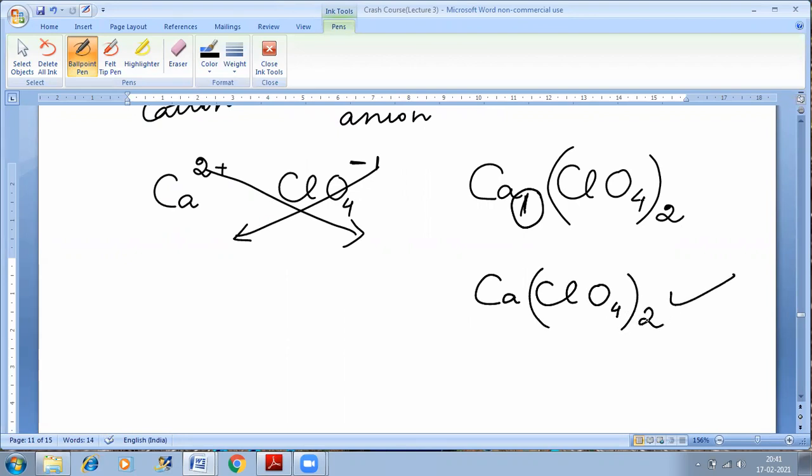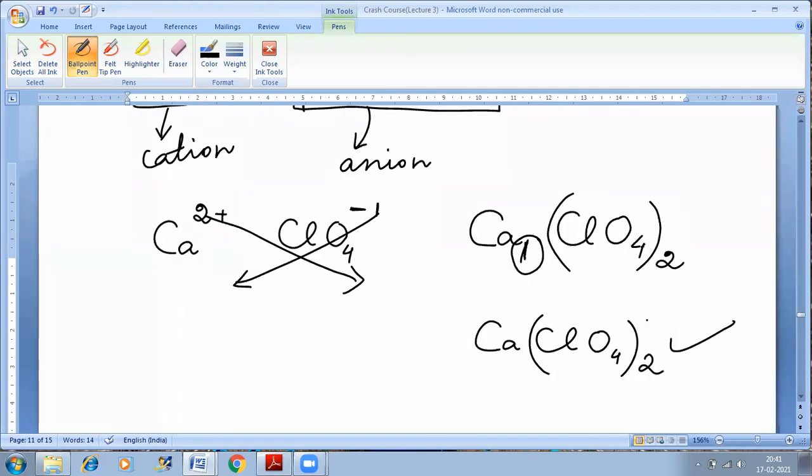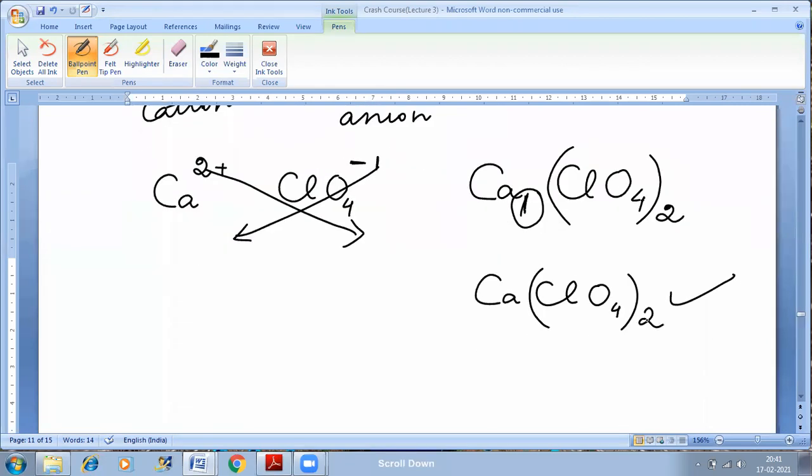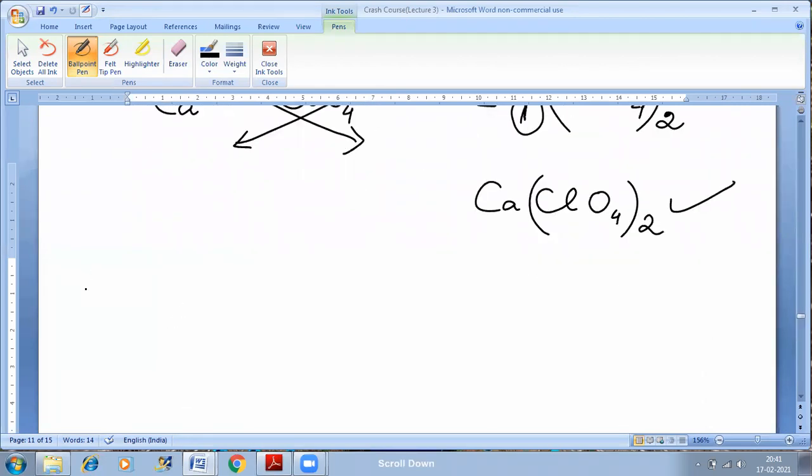This is what you will write. This is calcium perchlorate. So unless you know the formula of the cation and the formula of the anion, you will not be able to go ahead. Let's try another salt.